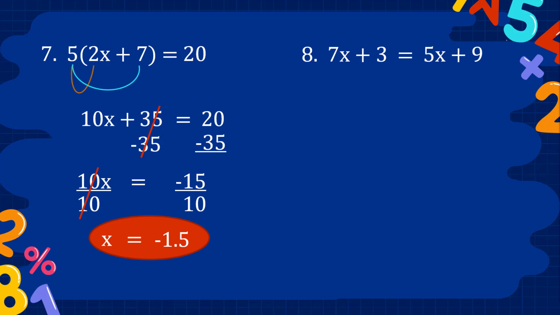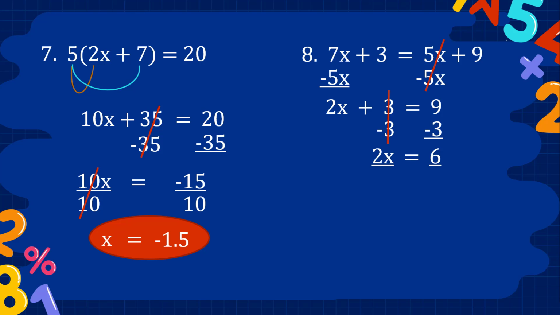First, we subtract 5x from both sides. Now the equation looks like this. From 2x plus 3 equals 9, we subtract 3 from both sides, and the result is 2x equals 6. Finally, we divide both sides by 2, and you've solved for x.